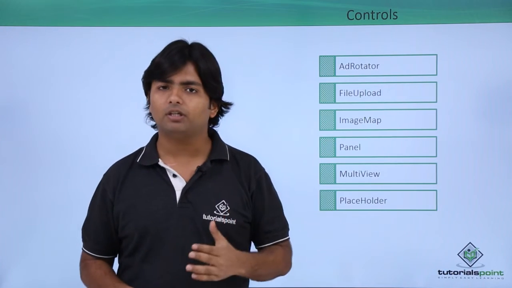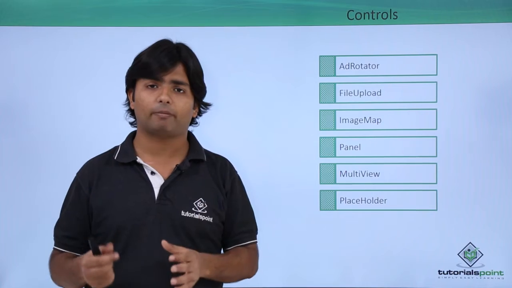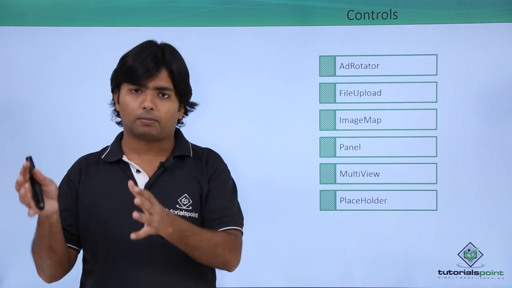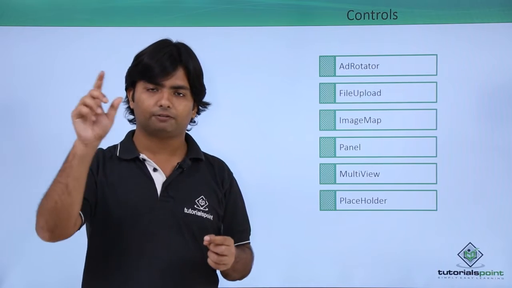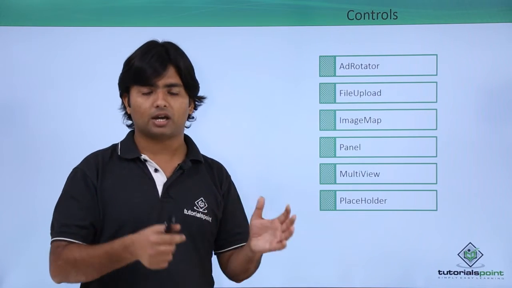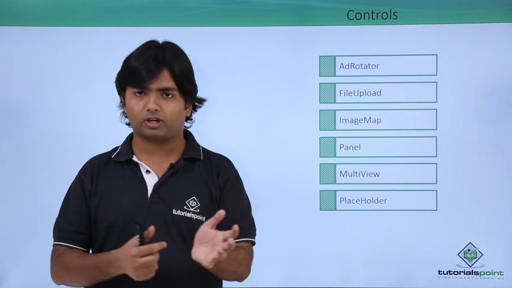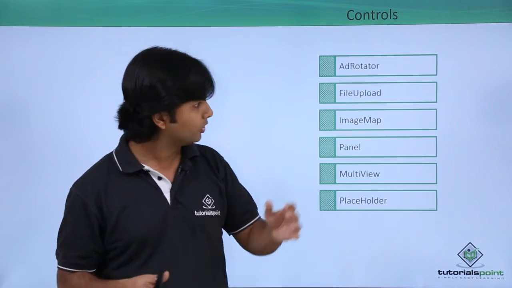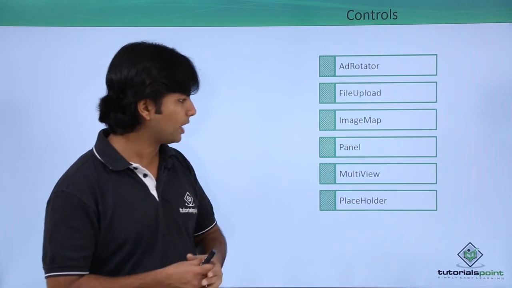ImageMap is something you use when you want to give multiple hyperlinks on the same image based on the particular area. For example, there is a world map, and if someone clicks on Asia, I'll give the information of Asia. Similarly for Australia, I want to redirect to some other page. Such things can be done using the ImageMap.